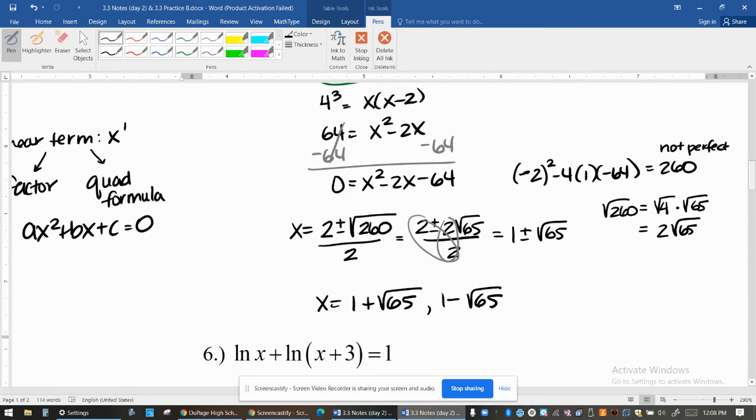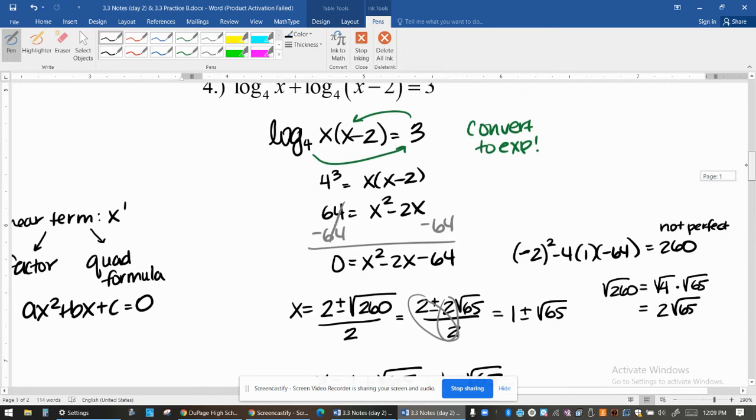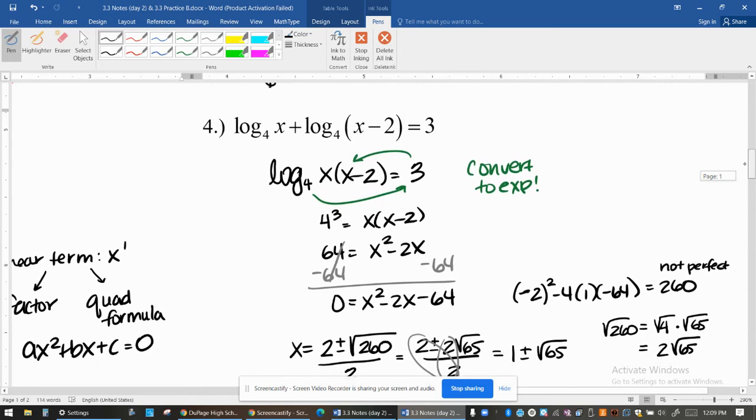1 plus square root of 65 is about 9.062, and they want 3 numbers behind the decimal. Now I'm going to do 1 minus square root of 65. That's negative 7.062. Which of those, if any, when they're substituted back into the original problem, would create a negative argument?